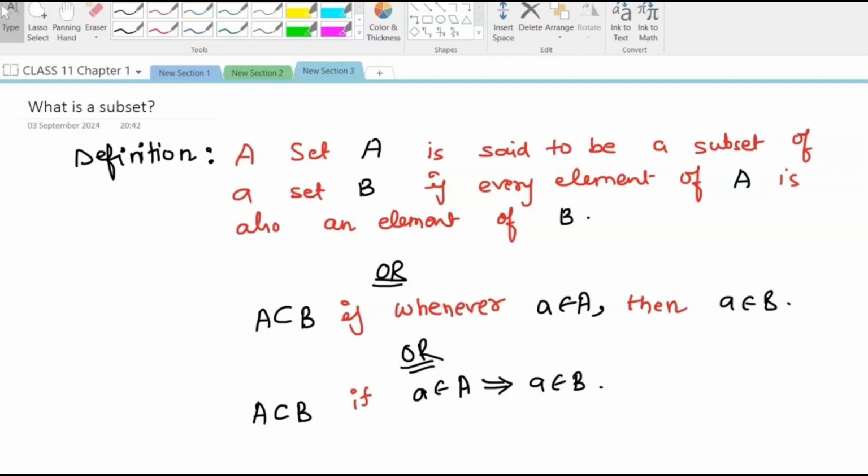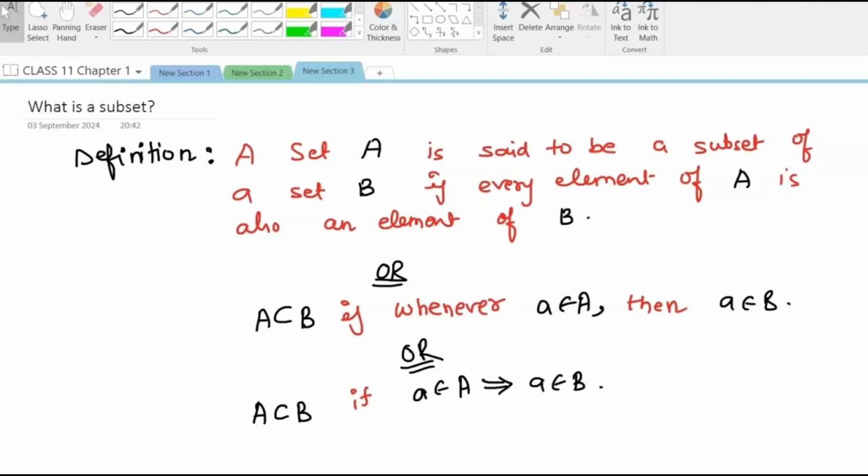In the last video, we learned what subsets are, and today we will solve some examples to really get the hang of it. So let's revise the last lecture.